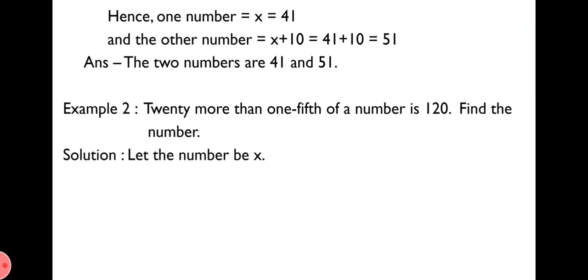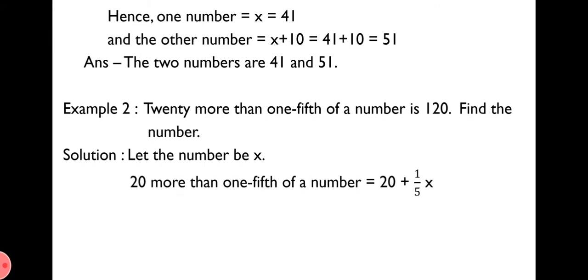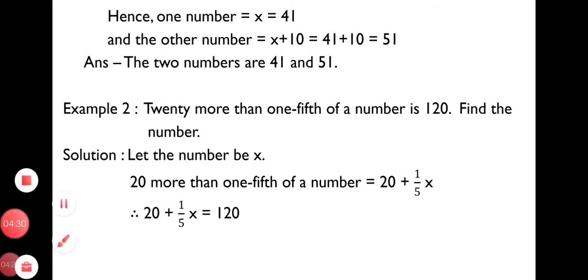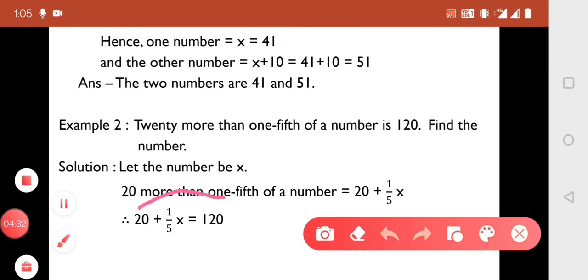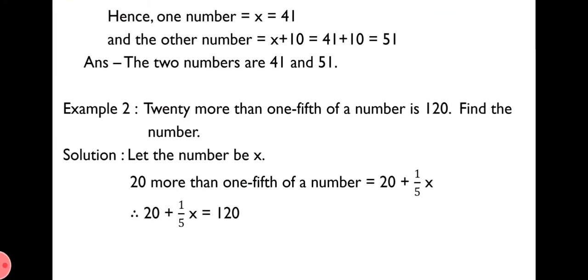Let the number be x. 20 more than 1/5 of a number will become what? 20 plus 1 upon 5 x, because 1/5 of a number is 1 upon 5 x. Now that is equal to 120. So we'll get therefore 20 plus 1 upon 5 x equal to 120. So first we transpose 20 to the opposite side, so plus will become minus, so we will get 1 upon 5 x equal to 120 minus 20, that is 1 upon 5 x equal to 100.